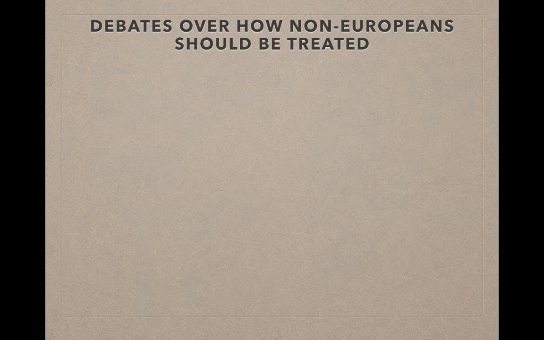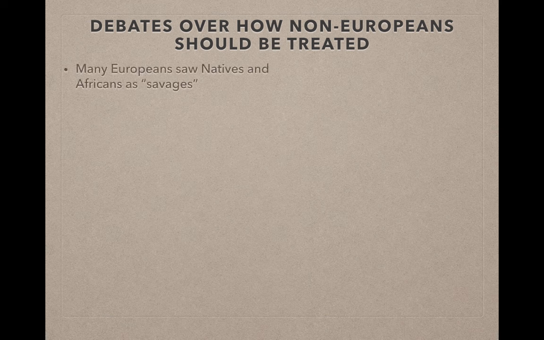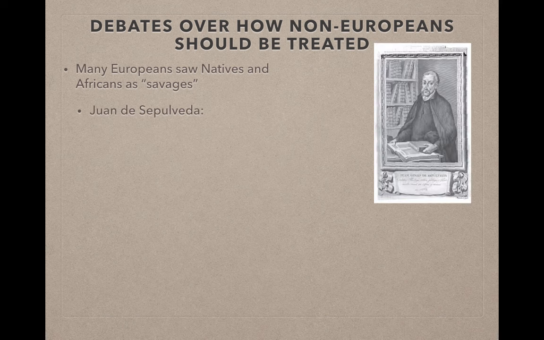Okay, let's jump over to debates over how Europeans should be treated. And many Europeans saw natives and Africans as savages or uncivilized. And there are two people you should be familiar with. This is a great potential short answer question where you could see an excerpt from each of these people, and you'd have to compare and contrast their views of the treatment of natives.